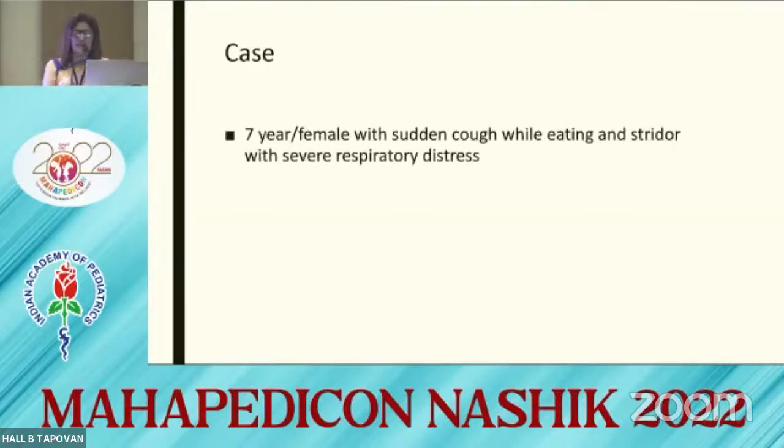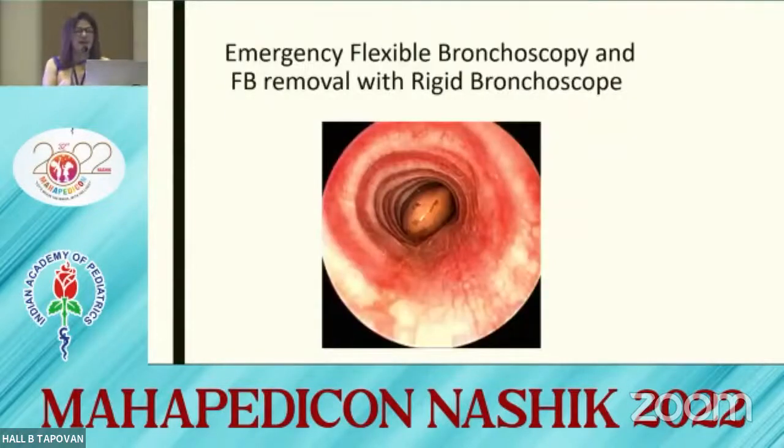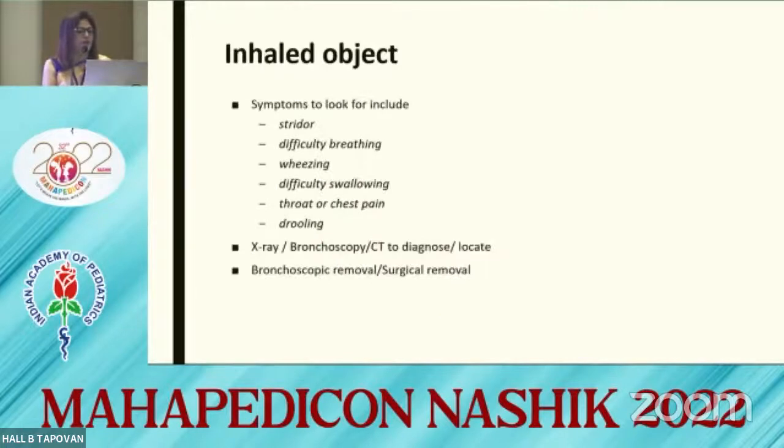Now, this is again a very common run-of-the-mill case. A 7 year old female with sudden cough while eating and stridor. She developed a stridor with severe respiratory distress. No marks for guessing this. While eating, yes. So this was her X-ray. You see, there is an obstructive emphysema on the right side with some collapse here. And she had taken in a peanut. So you would do a flexible bronchoscopy to confirm, and rigid bronchoscopy. And you probably can even remove this with a flexible bronchoscopy.